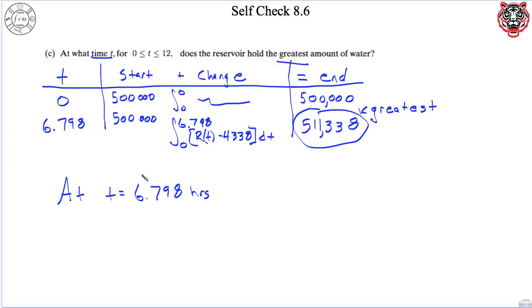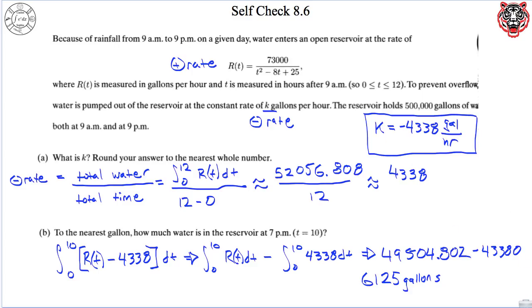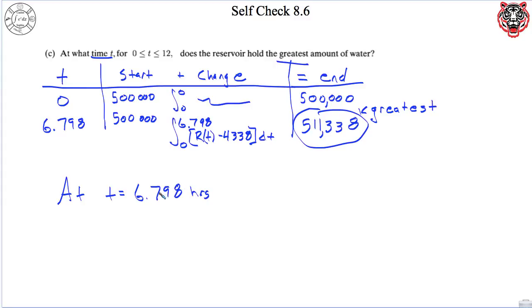Oh yeah, what time t? Because I was about to say, well, that's not the time, because the time actually started at 9 a.m. So I was like, okay, you have to add 9. So this is actually at 3 p.m. or closer to 4 p.m. because of the 0.79, but it just asks for the time t. So we're saying t equals this. At t equals 6.798 hours, the reservoir holds the greatest amount of water.